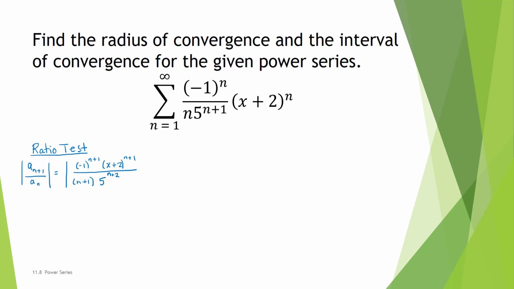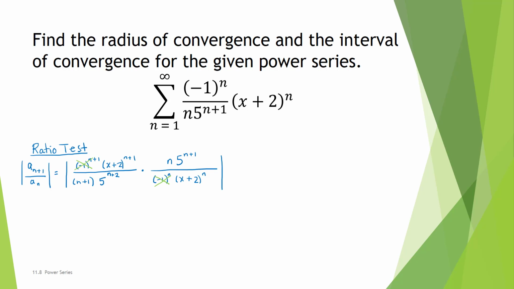Then, rather than dividing by a sub n, we will multiply by the reciprocal of a sub n. So we'll multiply by n times 5 to the power n plus 1 divided by -1 to the power n times x plus 2 to the power n. Now we need to simplify. Because we are taking the absolute value of this expression, all of these factors of -1 will be eliminated by the absolute value, so we can just ignore those.